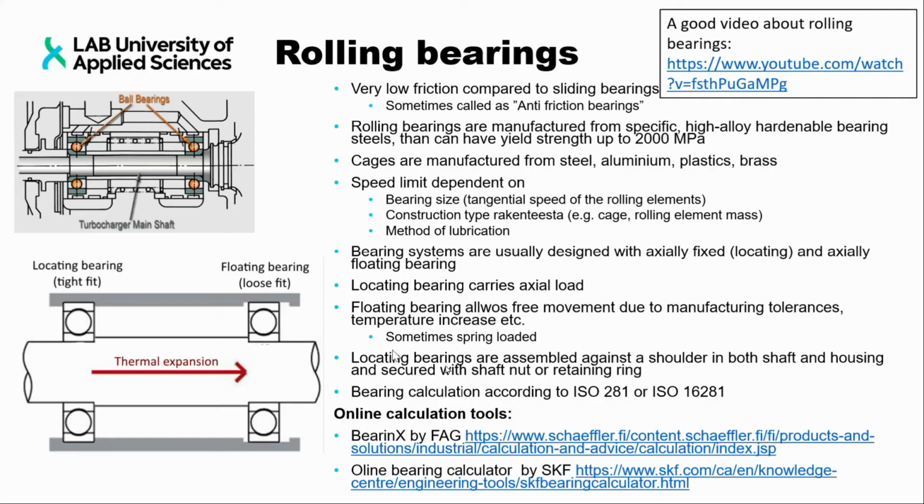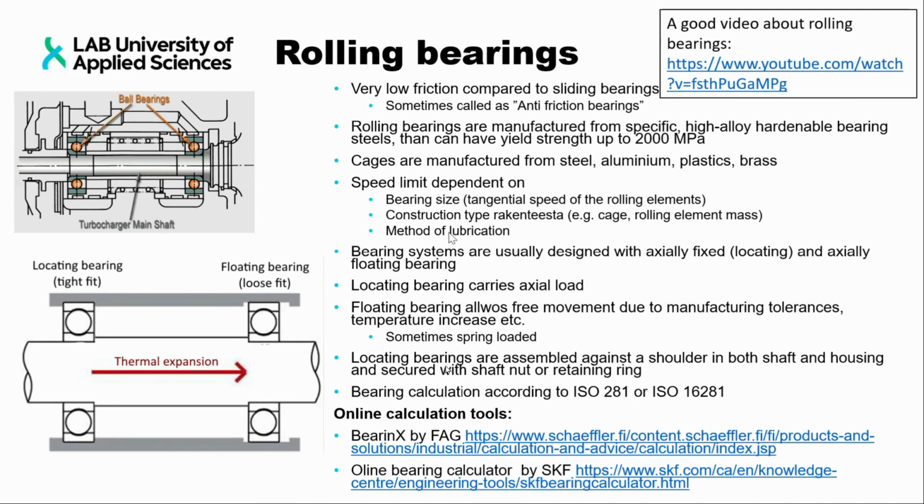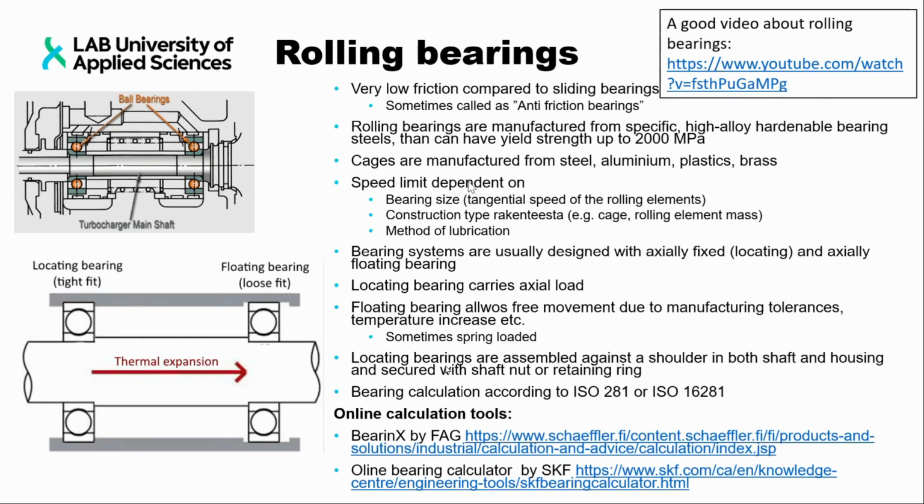And compared to the sliding bearings, the main benefit is that with rolling bearings, you have very low friction. And therefore, as mentioned, they are sometimes called anti-friction bearings. Materials are usually specific, very high alloy, hardenable bearing steels, and they have a yield strength up to 2000 megapascals and even above. Very hard steels. Cages, which are the components keeping the rolling elements from touching each other, are usually manufactured from steel, aluminum, plastics, or brass.